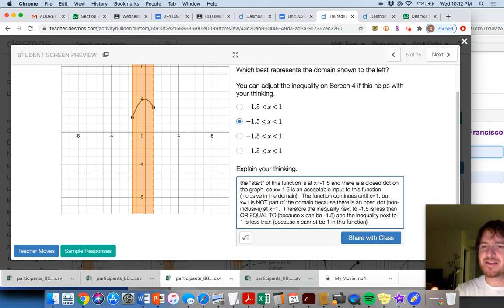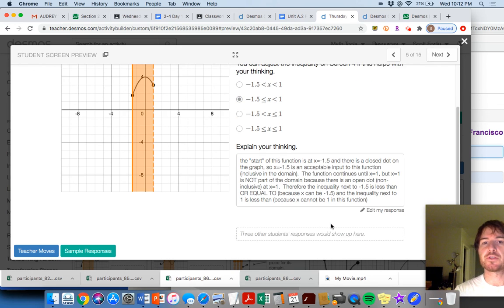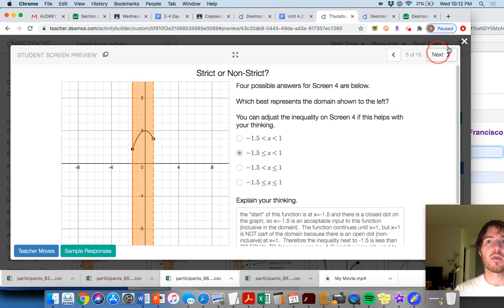Hopefully that makes sense. Does that make sense? Maybe reread it, maybe pause, think about it for a little bit. I'm going to share with class. You'll see your classmates' answers tomorrow. All right, let's keep going here.